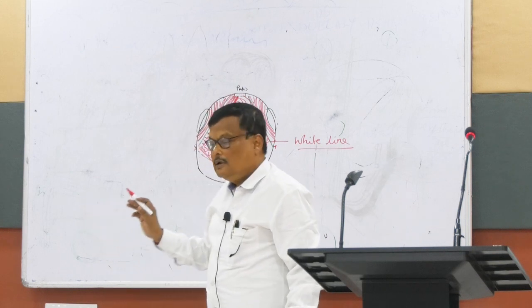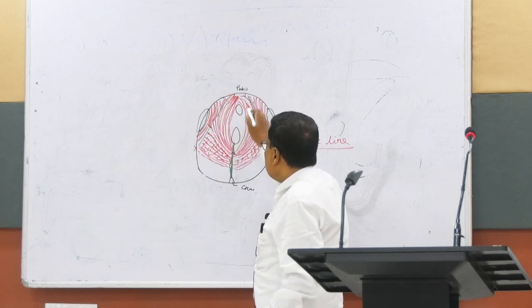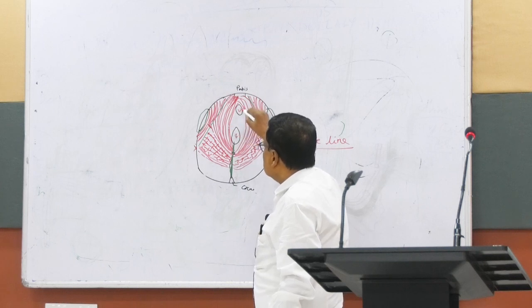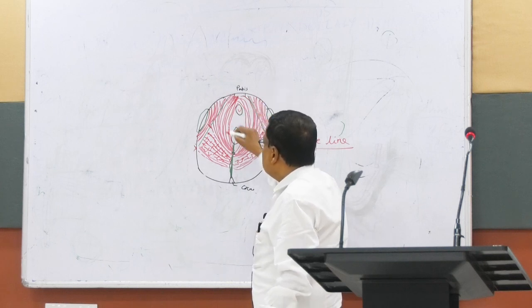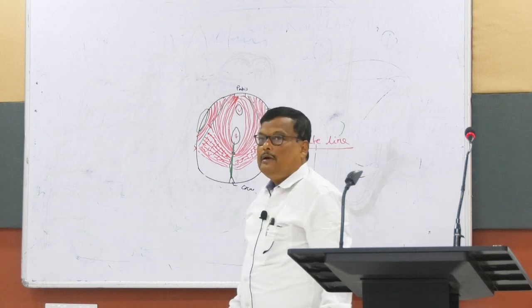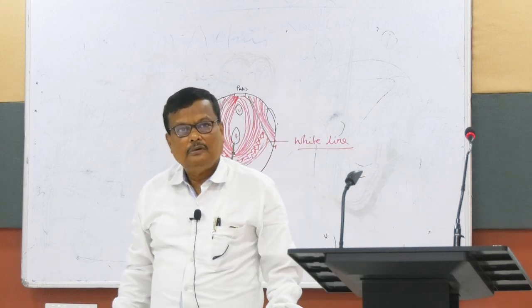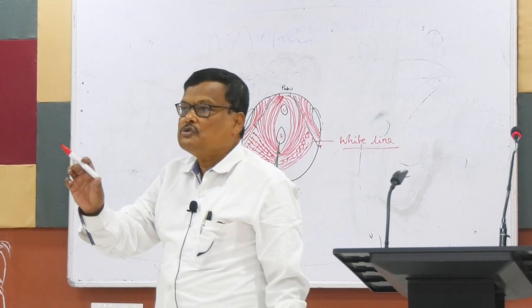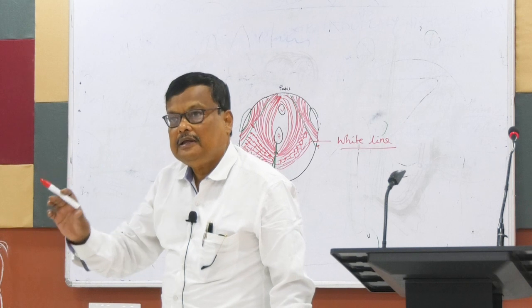Then it goes around the rectum and urethra. This is the rectum, I have kept it male. This is the urethra, and it forms a sling-like structure known as the pubococcygeus. Right? So pubococcygeus is a part of levator ani, the anterior part.